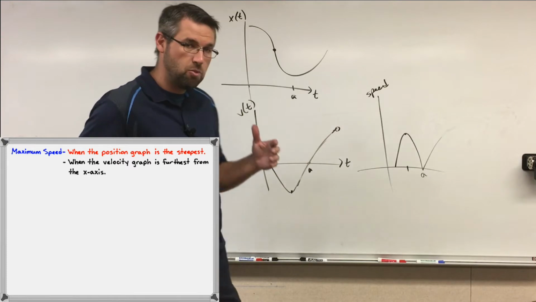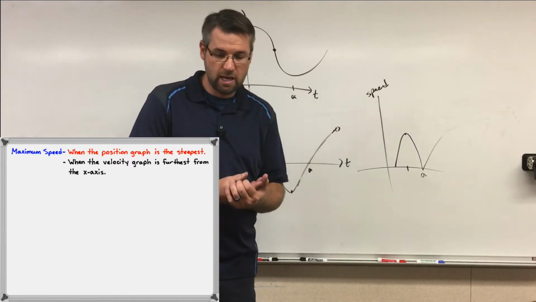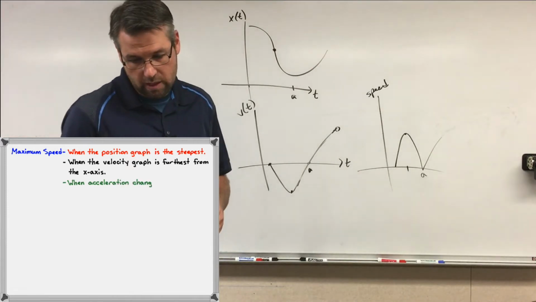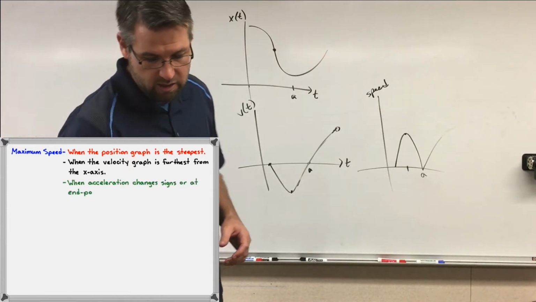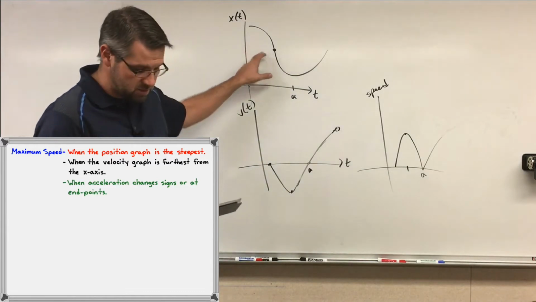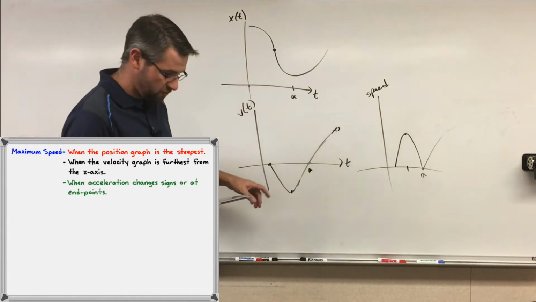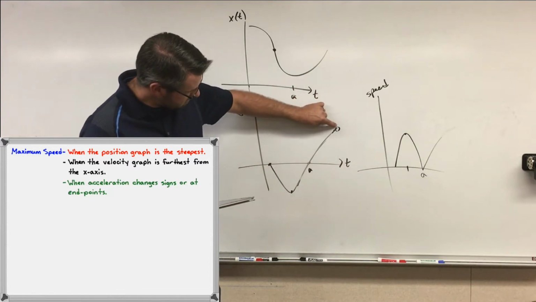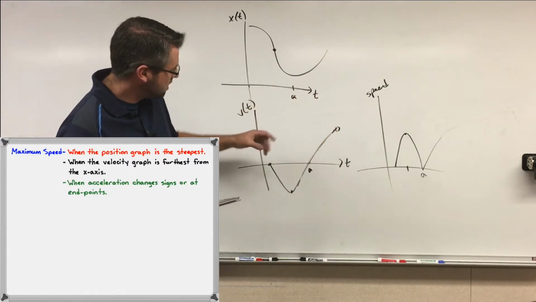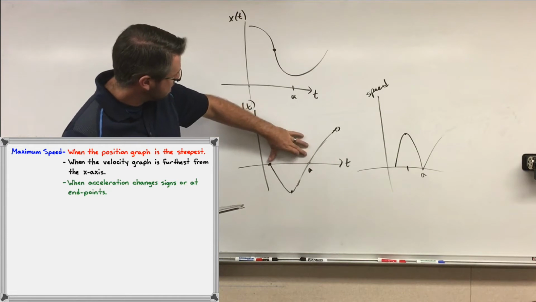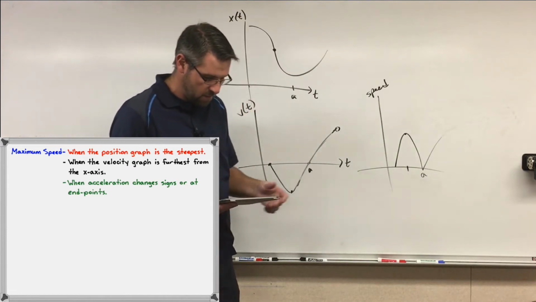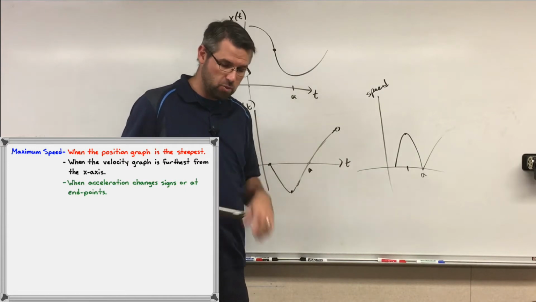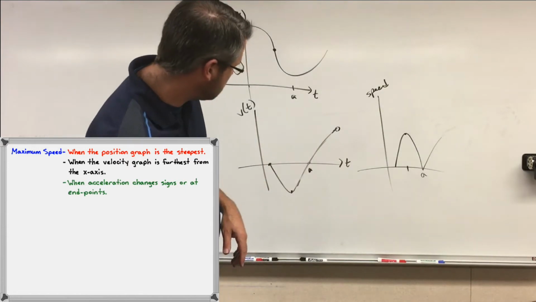So we have to get to a point where we're talking about signs, okay? And that is where the acceleration graph is going to come in, okay? So it's either when the position graph is the steepest, when the velocity graph is furthest from the x-axis, okay? Now it looks like I might have drawn this so that this is higher. That wasn't my intention, but only looking from within that interval, that 0 to 8 interval, okay? Or when acceleration changes signs or at endpoints. And here's what that means.